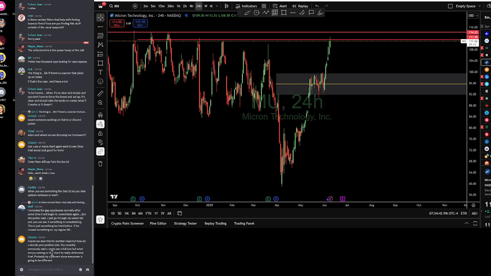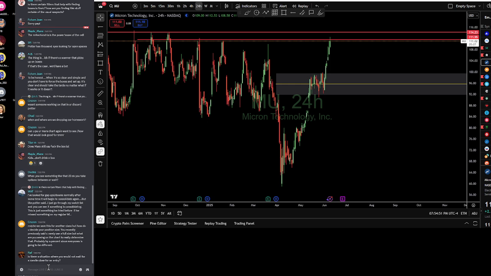Maybe you say this later in class, but how do you decide your position size? You recently said you rarely use a full size, but what are you seeing on the chart to really determine that? Probably by percentage, since everyone is going to be different. Yeah, standard: what percentage of your account are you willing to risk? Let me say this. I keep enough money in Thinkorswim and in my equity positions that if I blew my account, which I haven't done since I've moved it up to 50, I could fill it back up, right?